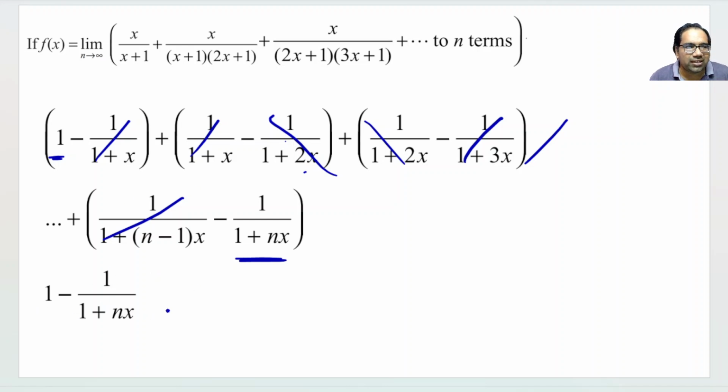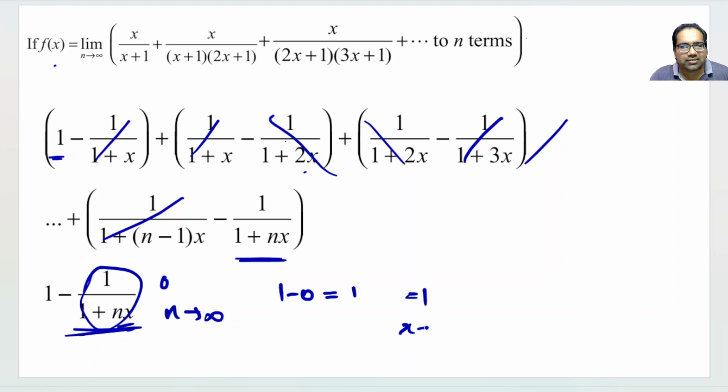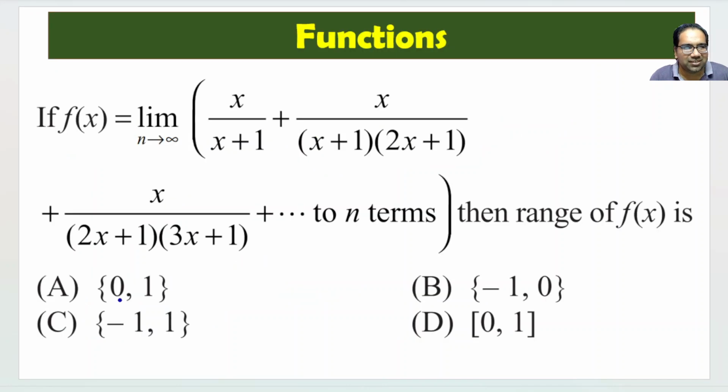Okay. So now if we take n tends to infinity, what does that mean? This denominator becomes very big, right? So obviously this part will become close to 0. So we'll be left with 1 minus 0, which is equal to 1. So basically the limit of this function, as n tends to infinity, is equal to 1 when x is not equal to 0, and is equal to 0 when x is equal to 0. So there are only two values for this function. One is 0, another is 1.